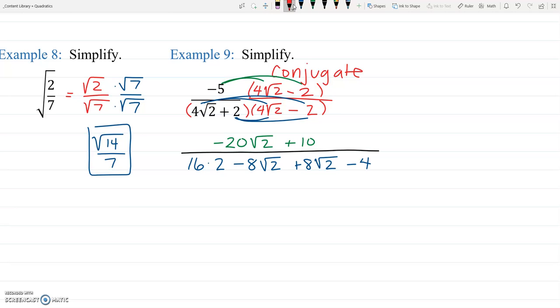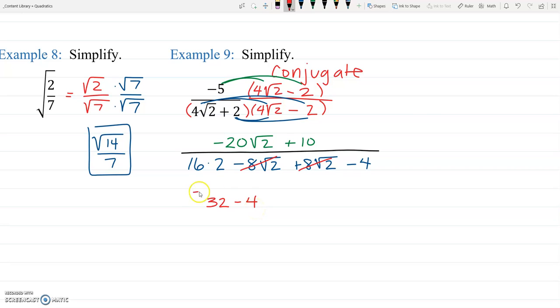On the bottom, 16 times 2, that is 32. Okay, check this out. Negative 8 square root of 2, positive 8 square root of 2. Are they like terms? Yes, because they both have square root of 2, and square roots act as variables. So that's kind of like negative 8x plus 8x since they have the same square root. So negative 8 square root of 2, positive 8 square root of 2, they just cancel each other out. That's the reason conjugates work, is because those two middle terms with square roots cancel each other out always. Okay, so then I'm left in the back with minus 4.